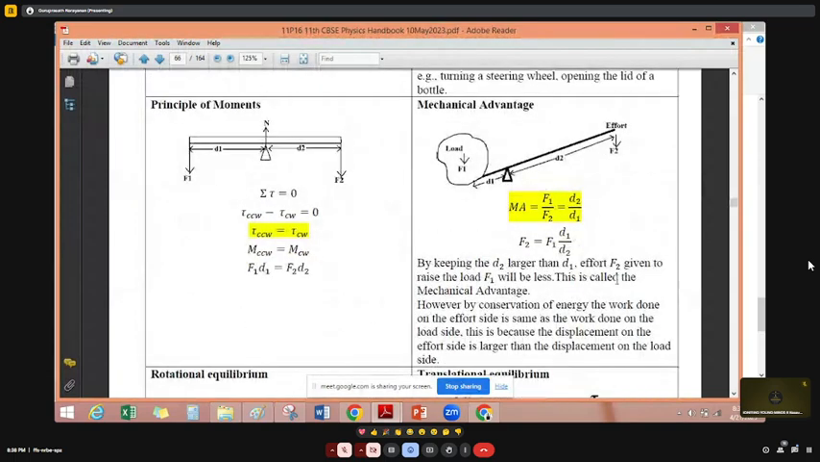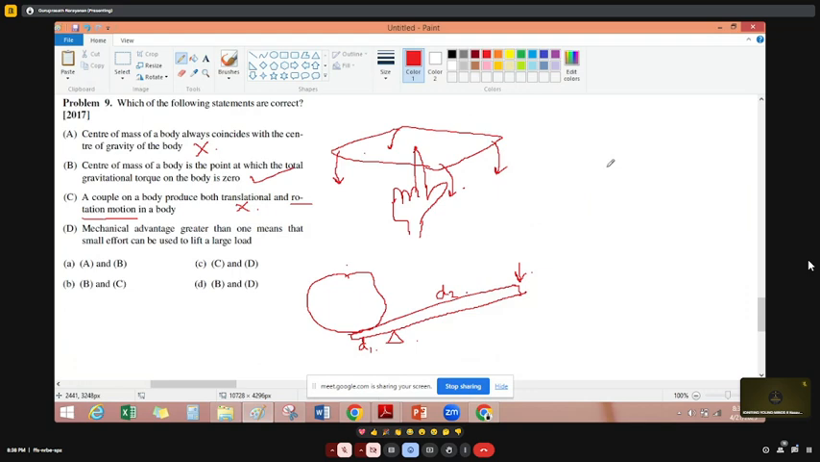So mechanical advantage is defined as F1 divided by F2, which is d2 by d1. That means d2 should be longer and d1 should be smaller, which means it is greater than 1. So B and D is the correct answer.